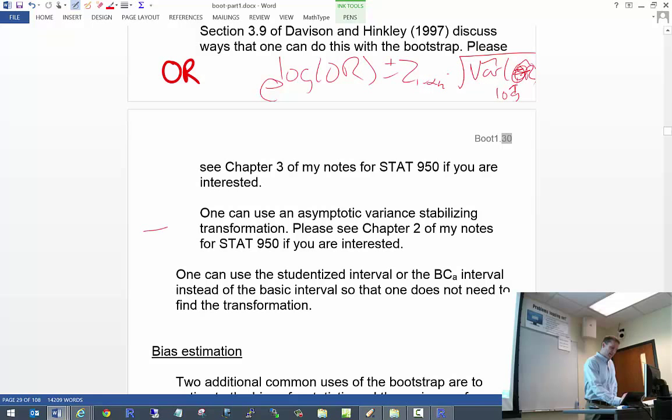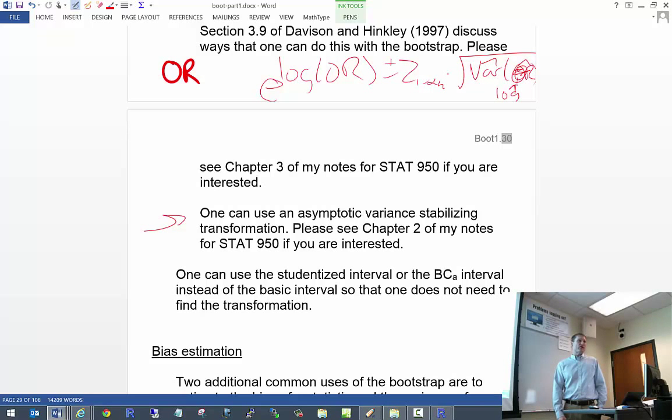And I have a feeling you don't do this in Stat 980, but in maybe other courses like Stat 980, there's actually ways that you can derive an asymptotic variance stabilizing transformation. If you want to know how to do that, see Chapter 2 of my notes for Stat 950.